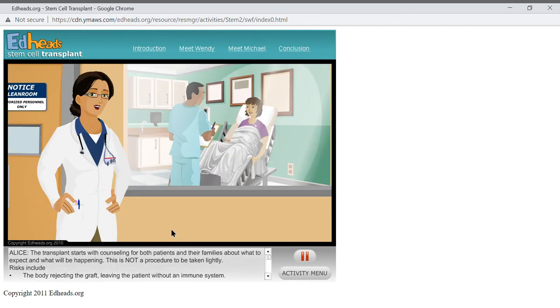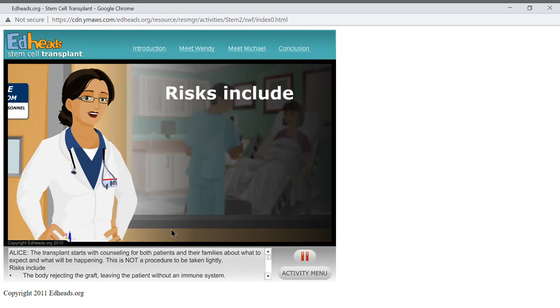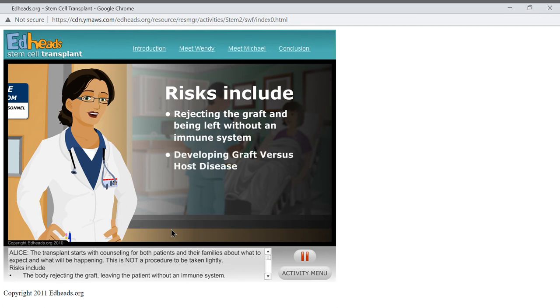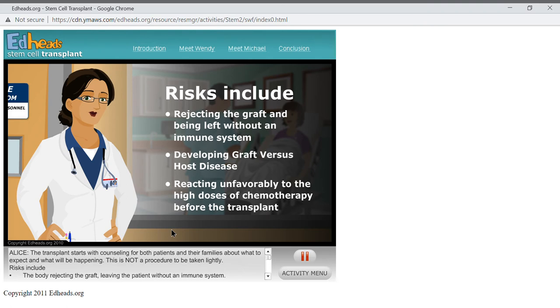The transplant starts with counseling for both patients and their families about what to expect and what will be happening. This is not a procedure to be taken lightly. Risks include the body rejecting the graft, leaving the patient without an immune system, developing graft versus host disease when the new cells we transplant begin to attack the cells of the patient's body, and reacting unfavorably to the high doses of chemotherapy before the transplant.